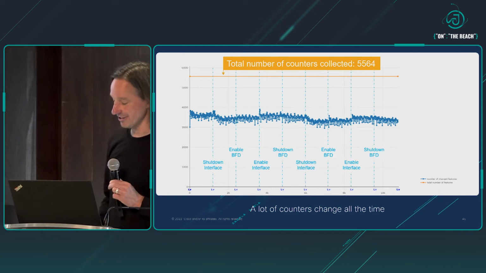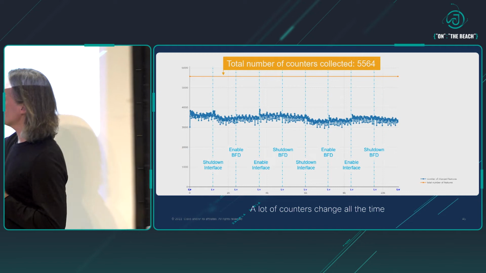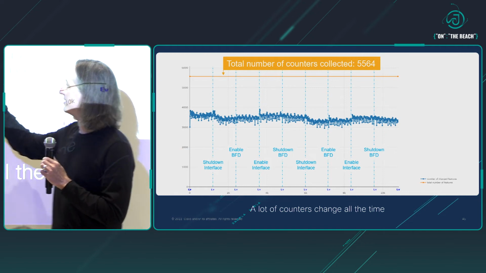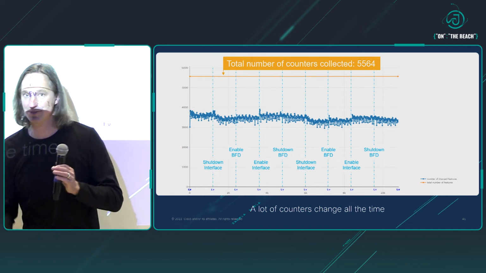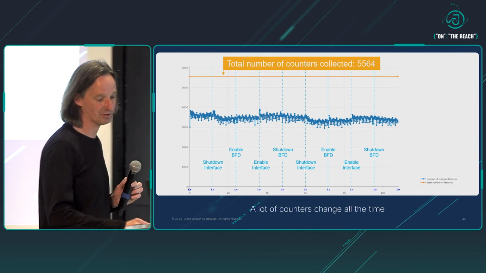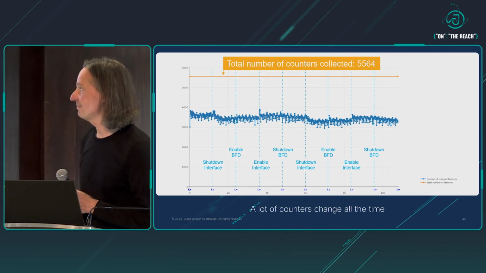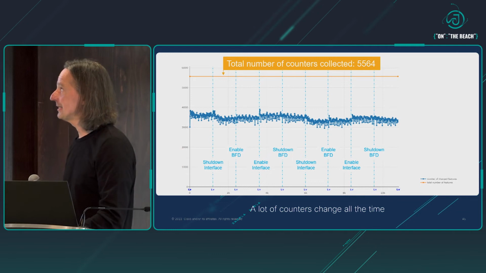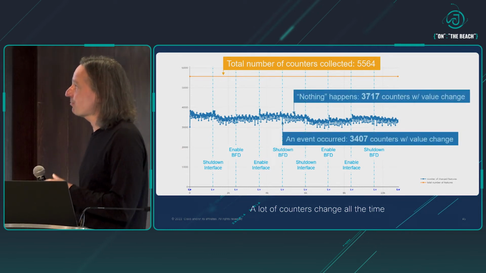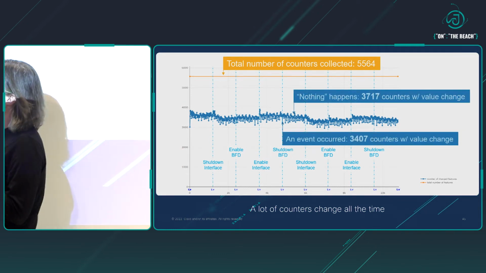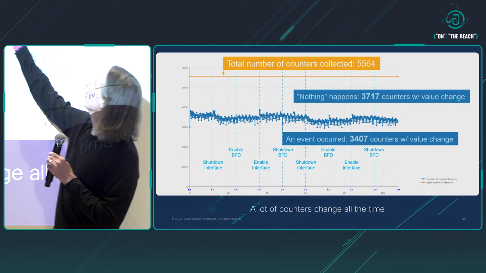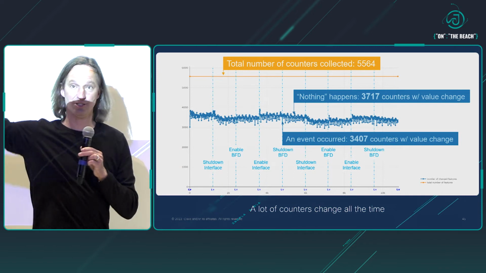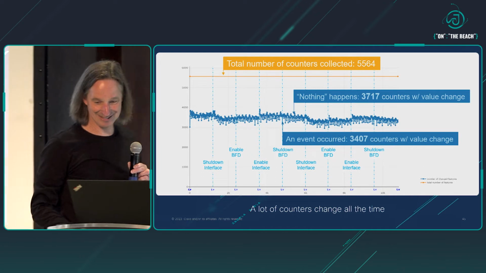And even further, I put a couple of changes in, like shutting down interfaces, creating and enabling BFD sessions, bidirectional forwarding detections for routing protocols to go and detect failures fast. Even at these change points, if an event occurs, you might have fewer changes than if no event occurs. So that's not as simple, right?